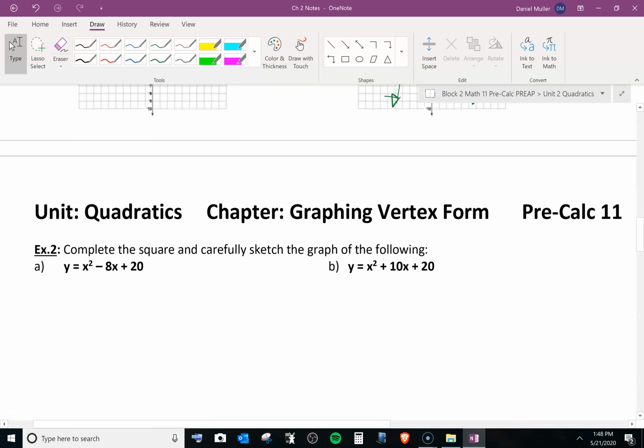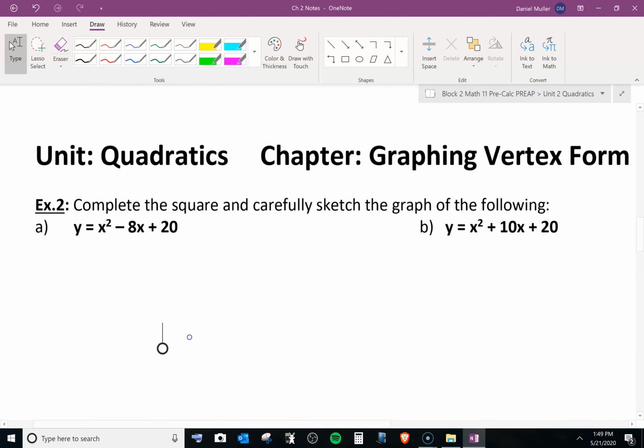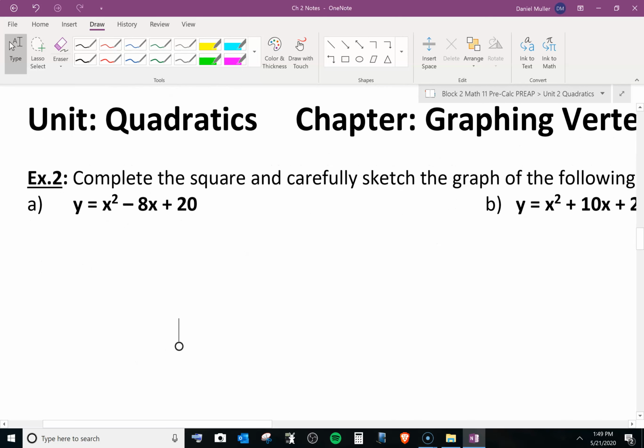Okay, the next examples here. Example 2, complete the square and carefully sketch the following graphs. This is going to rely heavily on your ability to complete the square. If you don't know how to do that, I would imagine you should go back and watch one of the earlier videos, or watch me do this.